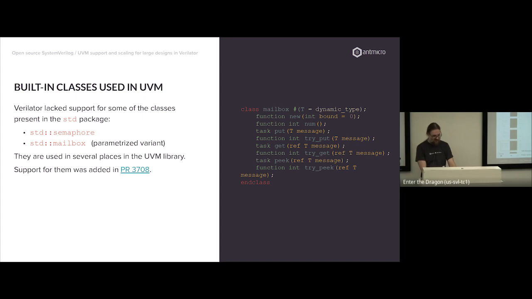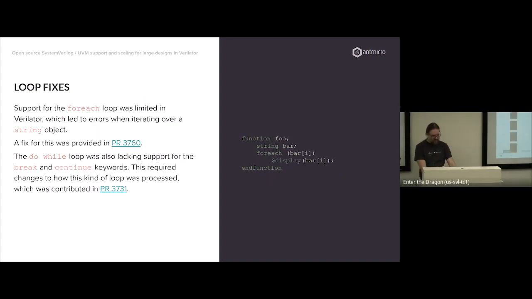The UVM itself uses some built-in classes that Verilator did not support, so we just added them in this PR. We also needed to add some capabilities in terms of control flow. In the foreach loop, we had to add the ability to iterate over a string, as an example. So we added some keywords and reworked some of the internals, and now it seems to be working.